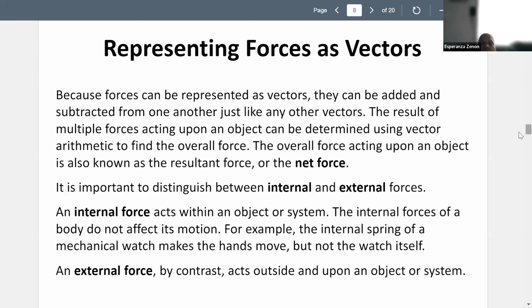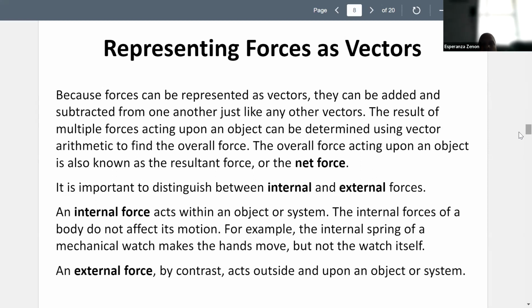In a tug of war, if you have two teams pulling in opposite directions, and one team is pulling with more force, then the overall result, the overall force, is going to be acting in the direction of the larger force. And we call that a resultant force or net force. So a resultant force or net force is what you get when you add forces together or subtract them.